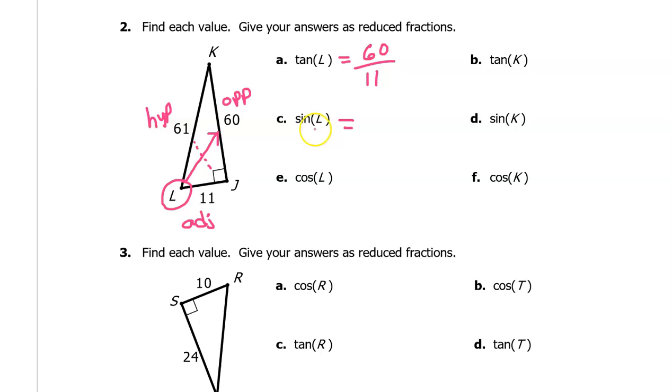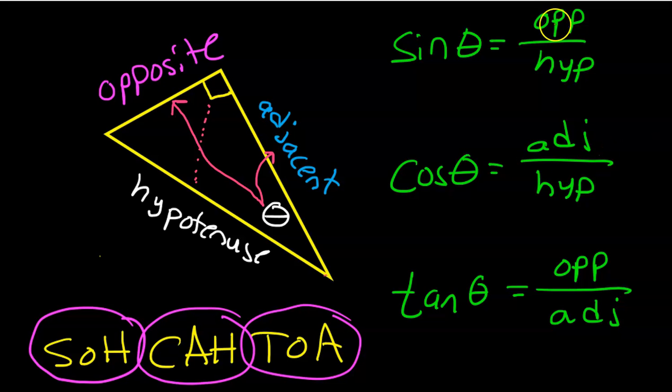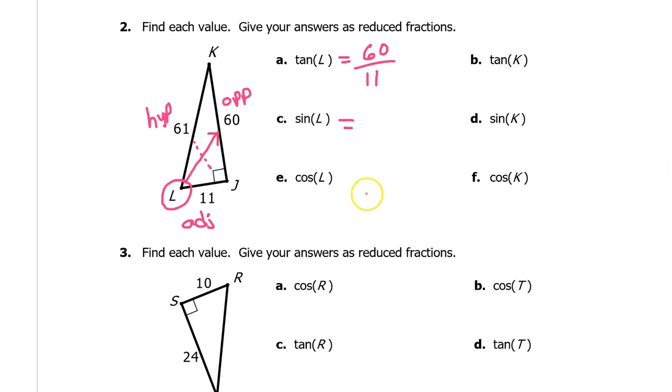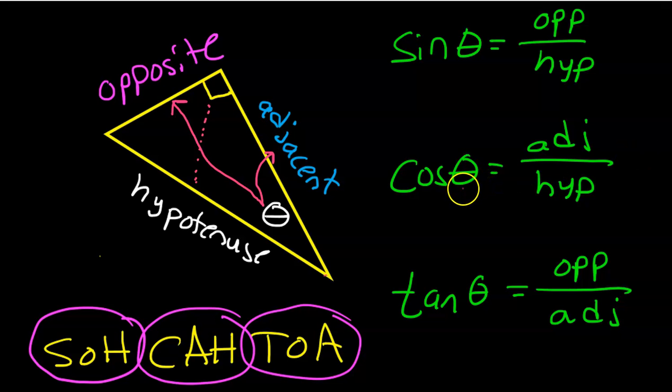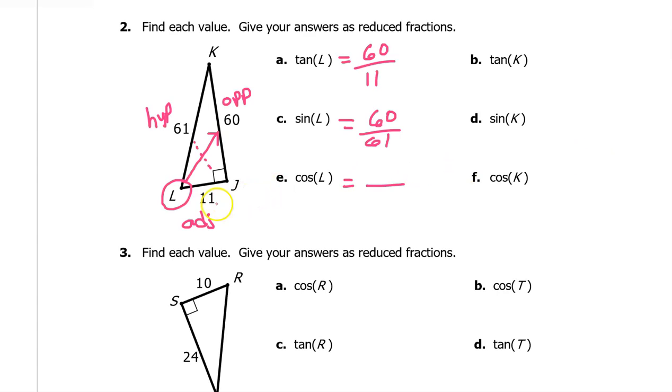And then sine of angle L. Well, sine is opposite over hypotenuse. So that will be 60 over 61. And then cosine of angle L. Remember that cosine is adjacent over hypotenuse. So that will be 11 over 61. All right, so that is sine, cosine, and tangent of angle L.